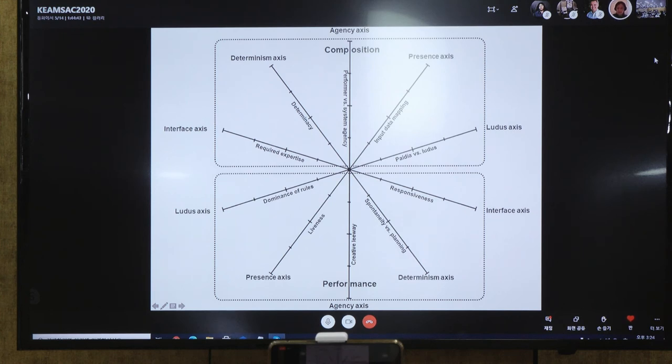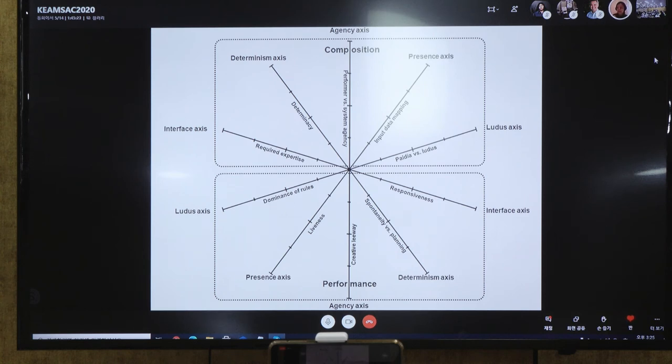What else do we have? The presence axis, for example, liveness and input data mapping. If we again look at the composition first, this is about the data mapping. If I'm playing on the violin, for example, I'm a violinist, so if I'm playing on the violin and my pitches or my volume or something like that is mapped through the computer system, the degree to which it is mapped is measured in the presence axis. And here on the performance side, it's about the liveness that I feel when my data is mapped.